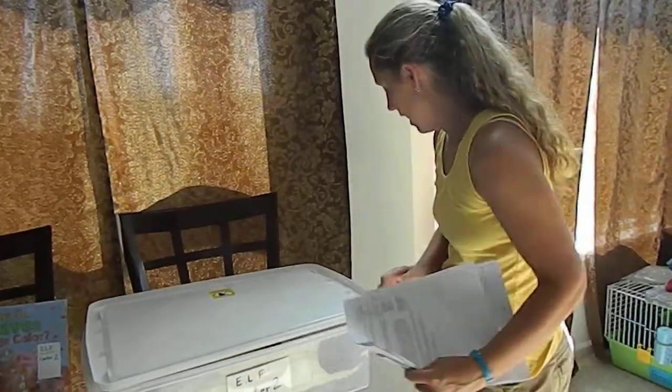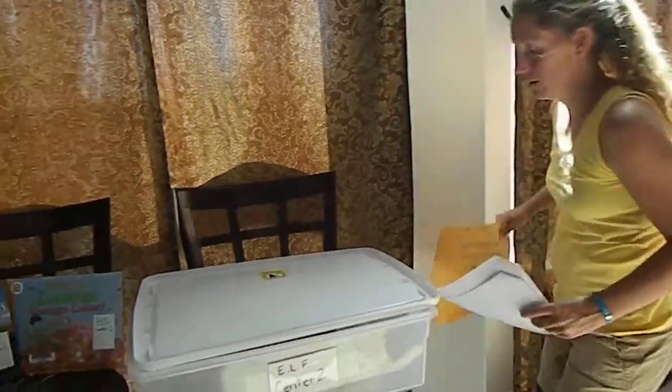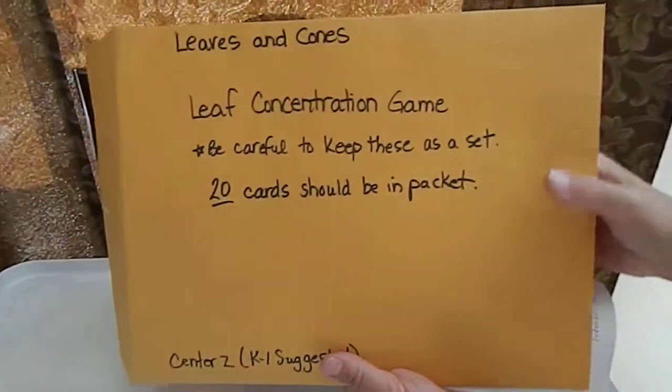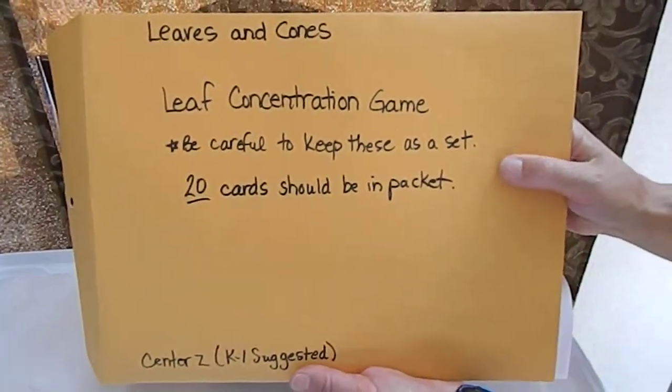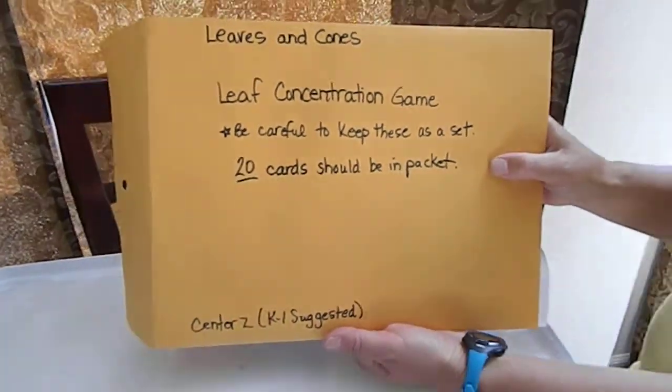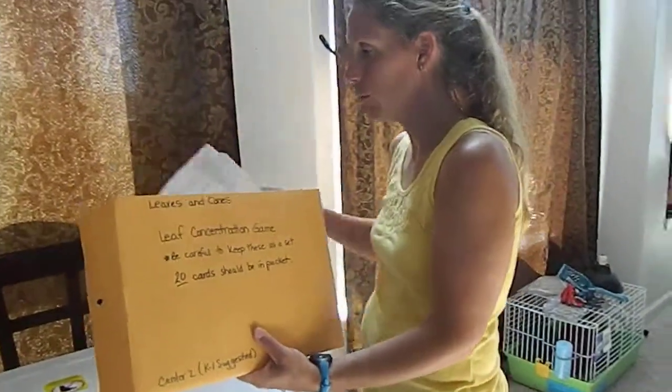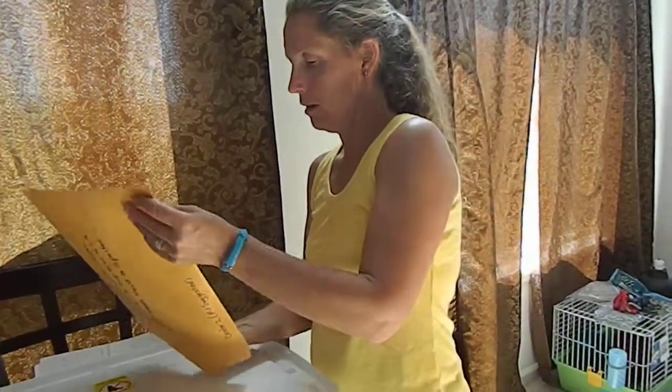the game, and if it's kindergarten and first grade, the game is called Leaf Concentration. It's super important to keep these as a set. There should be 20 cards in the packet. Please take really good care to keep track of the cards. Count them before you start and after you finish to make sure they're all there.